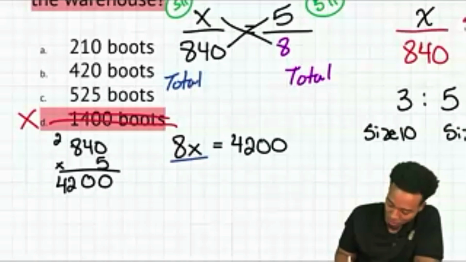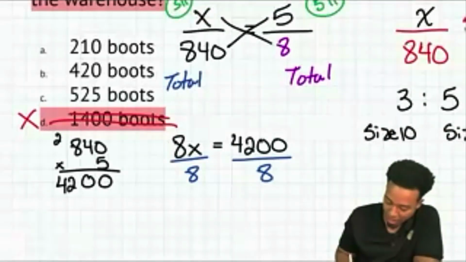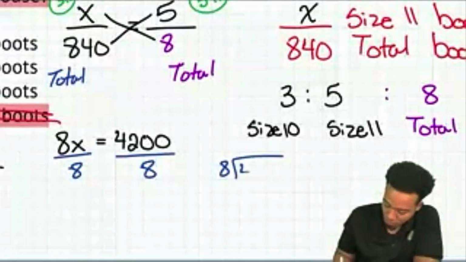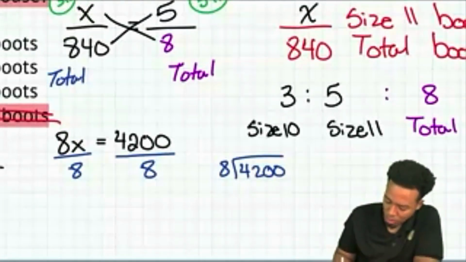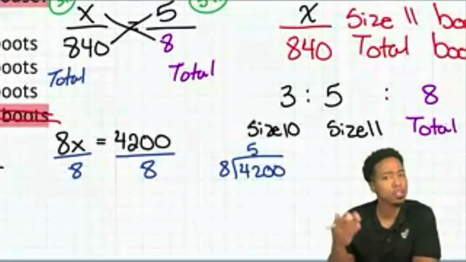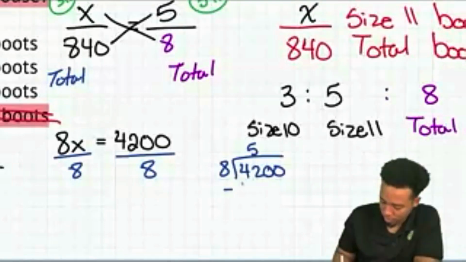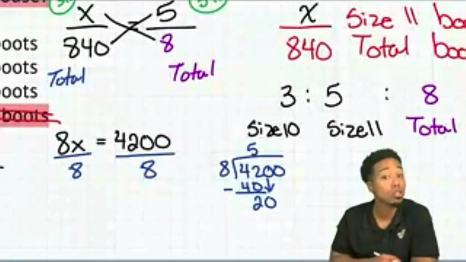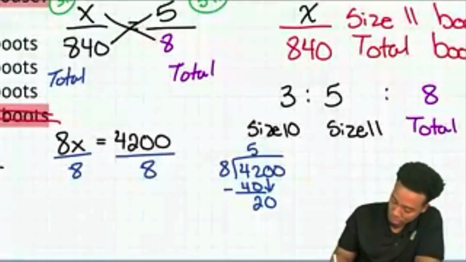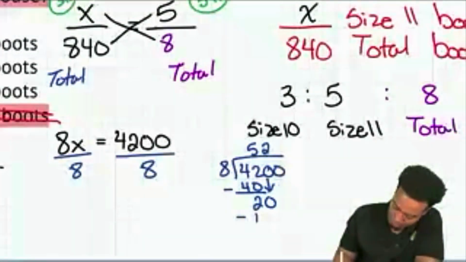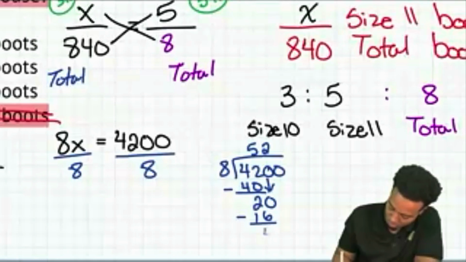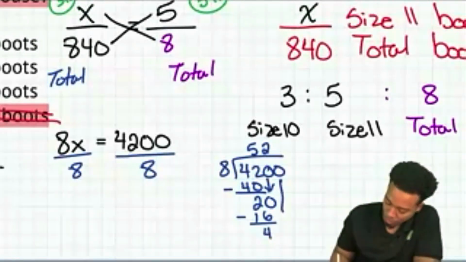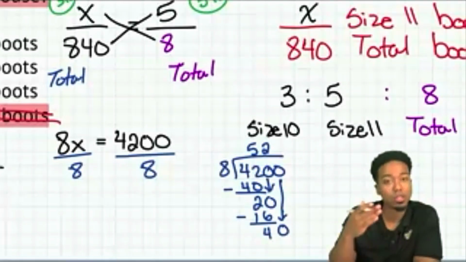And so once we do that, divide by 8 right there, divide by 8 right there. We can do a little bit of long division, see what happens. 8 goes into 4,200. 8 goes into 42. That'll be 5 times because 5 times 8 is 40. Got 2 left over, drop the 0. 8 goes into 20. That'll end up being twice because 2 times 8 is 16. So we have 4 left over. And then we drop the 0 again. So now we have 40. Everybody, 8 goes into 40. How many times?